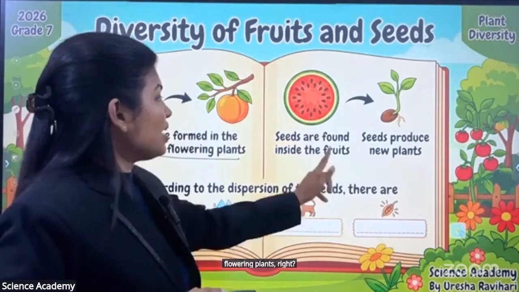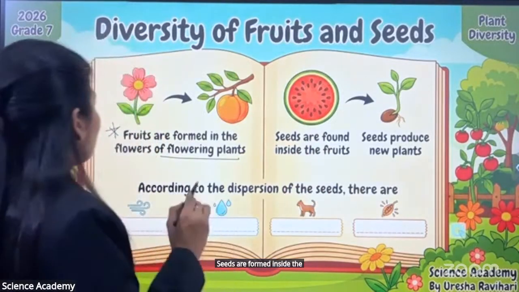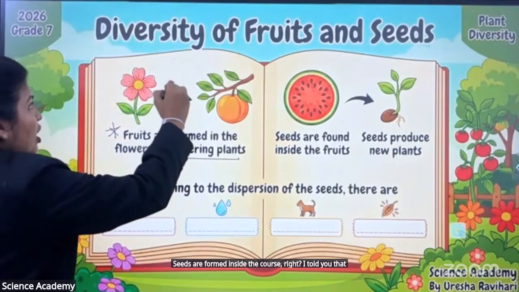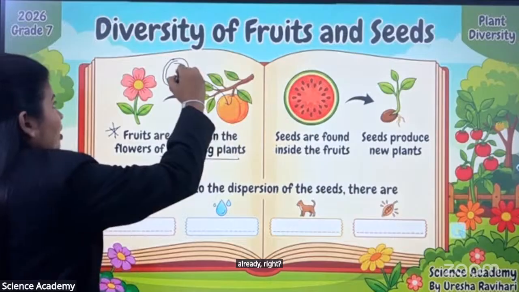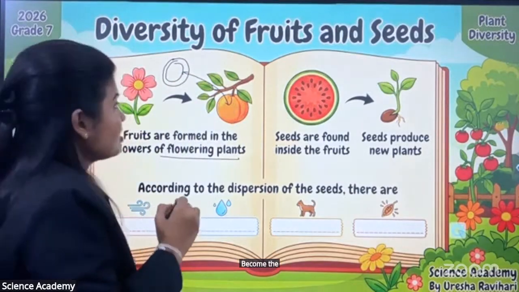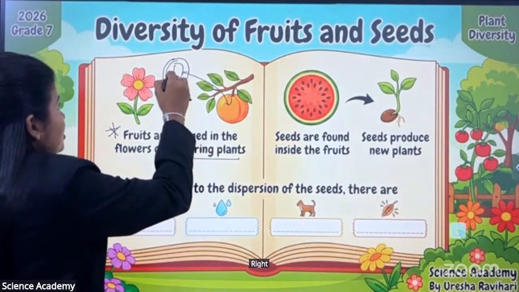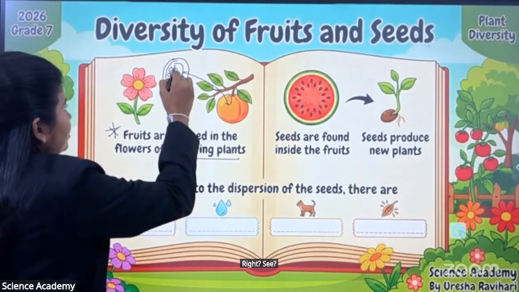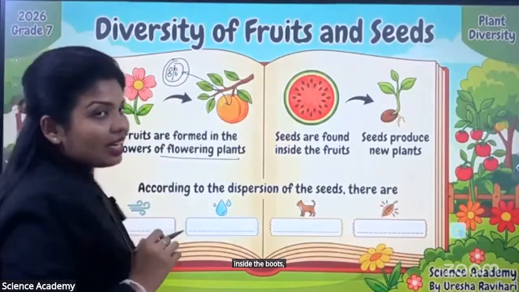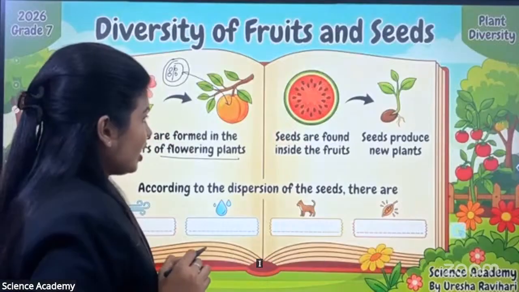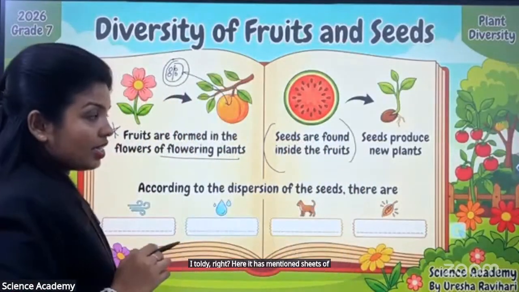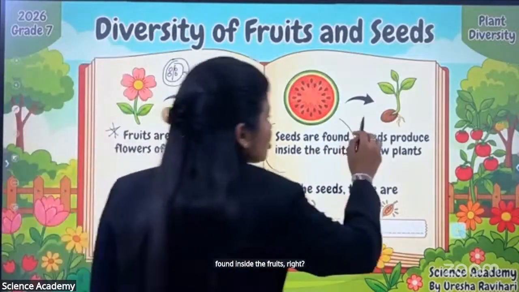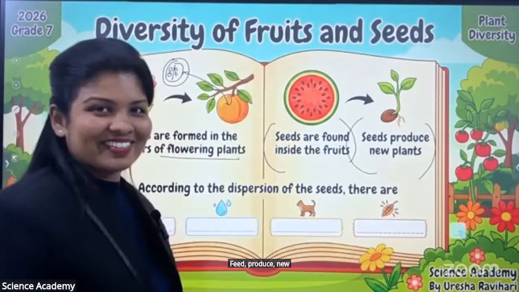Seeds are formed inside the fruits, right? I told you that in this flower, the ovary becomes the fruity substance, right? Seeds inside the fruits are ovules inside the ovary. I told it, right? Here it has mentioned seeds are found inside the fruits, right? Seeds produce new plants, right?